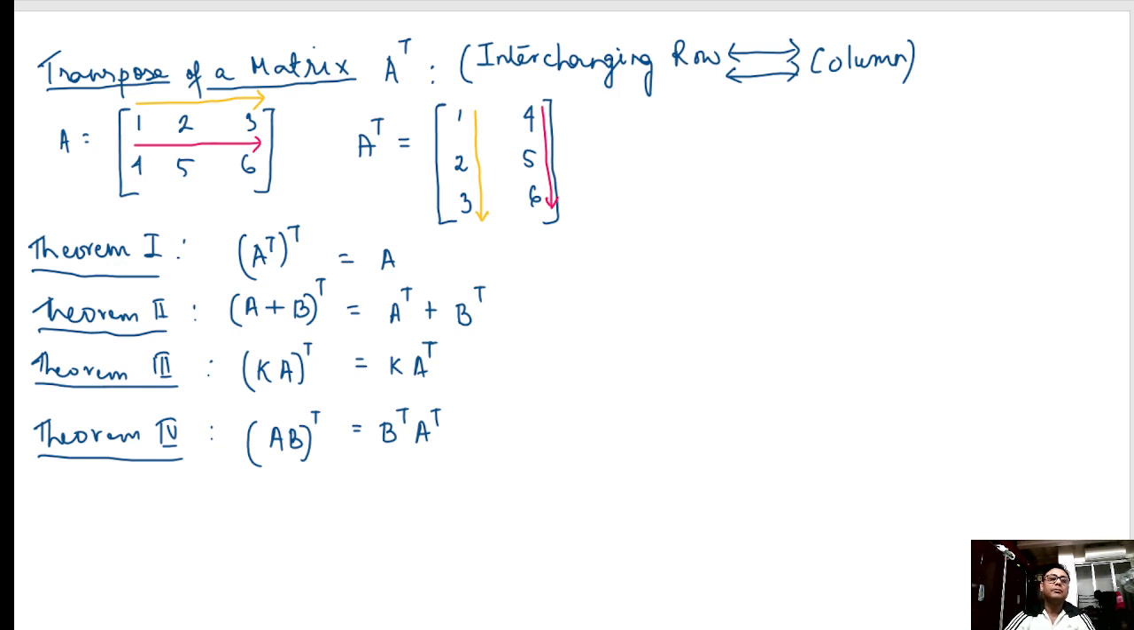Now we have to deal with a very important topic, that is called the transpose of a matrix. Very important topic this is. A to the power T means we are doing the transpose. So what is transpose? Transpose will be the interchanging of the row and column. That means the row will become the column and the column will become the row.